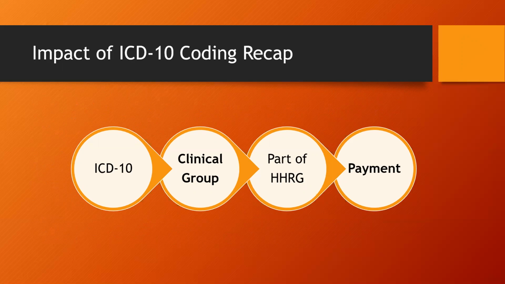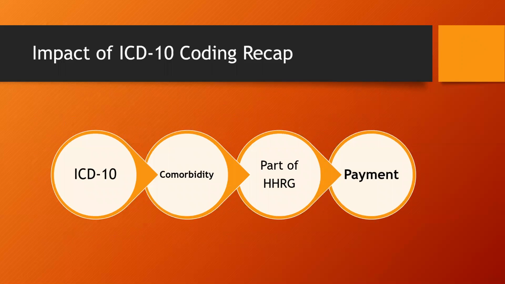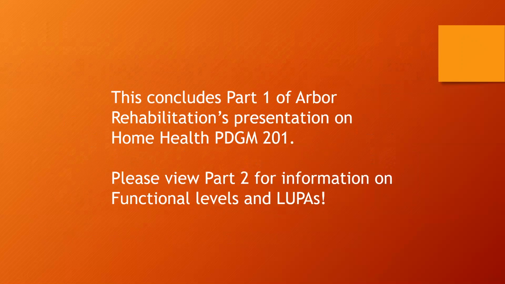So a brief recap here, when we look at ICD-10 coding, it can impact the clinical group, which is part of the HERC scoring, part of the recipe for the HERC score, which then impacts payment. Also, as we look at ICD-10 codes, those impact comorbidities, another part of the recipe under PDGM, part of the HERC score, which impacts payment as well. So careful attention to ICD-10 coding, finding what's in the charts, as well as knowing if it's an early or late community or institutional admission. All of that is part of the recipe for success.